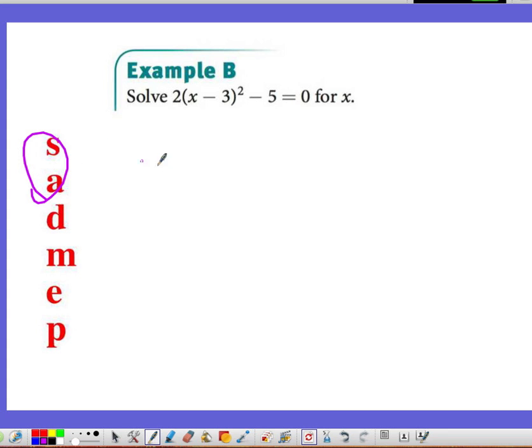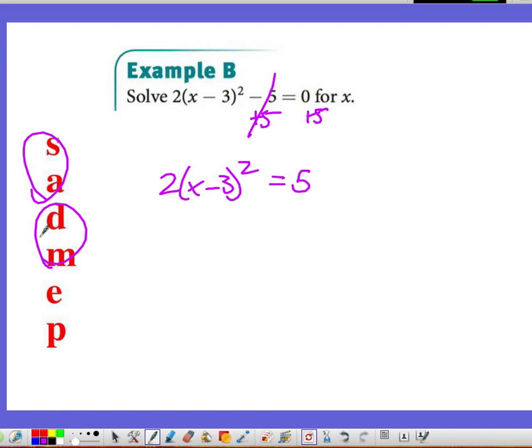Looking at our first level, we have addition or subtraction. Here we're subtracting by 5, and notice that inside the parentheses we're subtracting by 3, but since parentheses is in my last level, I don't want to start with that. So the opposite of subtracting 5 is to add 5. So what we get is 2 times (x minus 3) squared is equal to 5.